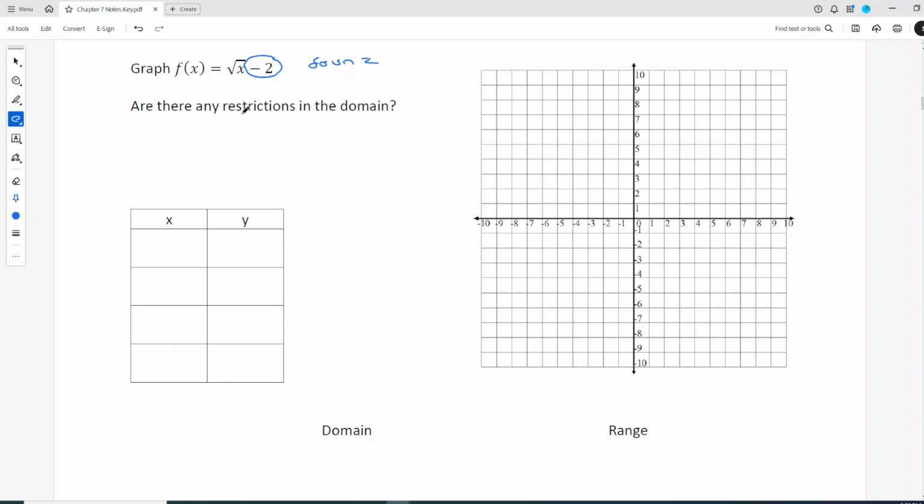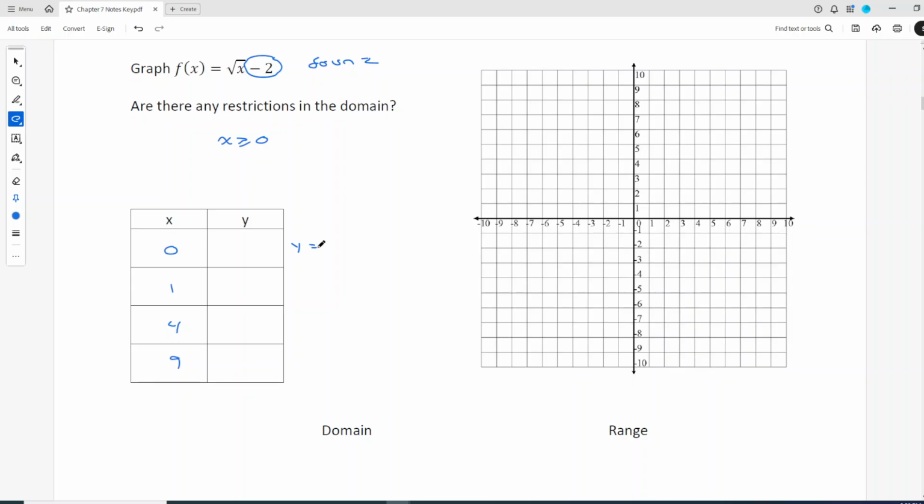What we're going to ask ourselves is, are there any restrictions in the domain? Is the value of x going to change? Well, I'm just taking the square root of x, so again, that x value has to be greater than or equal to 0. So I'm going to plug in 0, 1, 4, 9, and I'm going to look to see what happens to my y values when I do that.